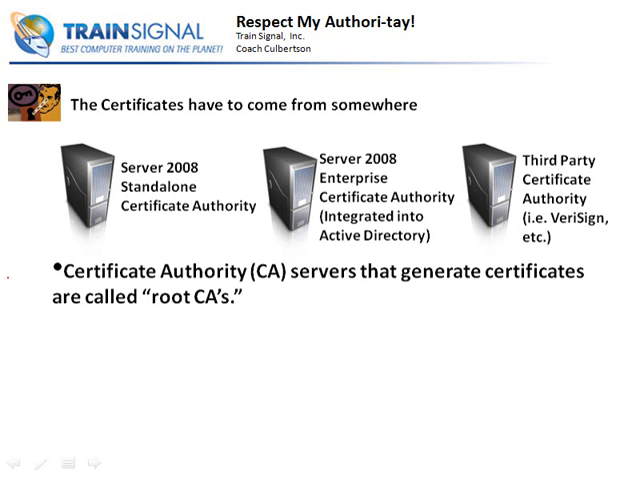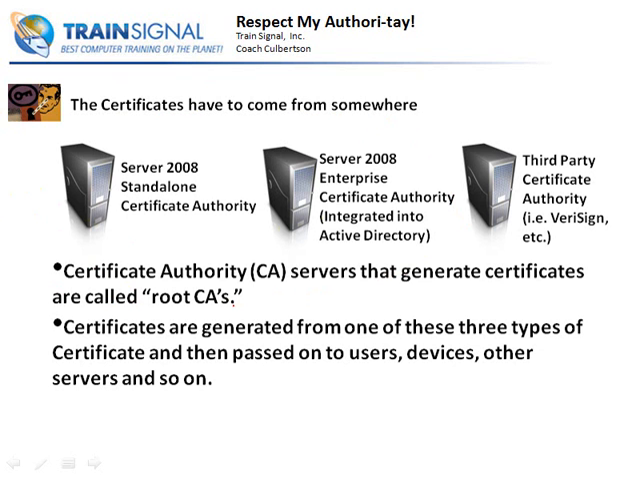So a root CA generates certificates. Now, I want to let you know something. In a very small network, if you want to use certificate services, you could actually use either of these two certificate services options, the standalone certificate authority or the enterprise certificate authority. You could use them by themselves to generate and hand out and to verify users' identities and also to do encryption.